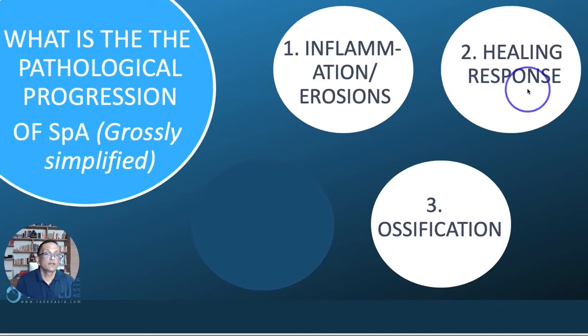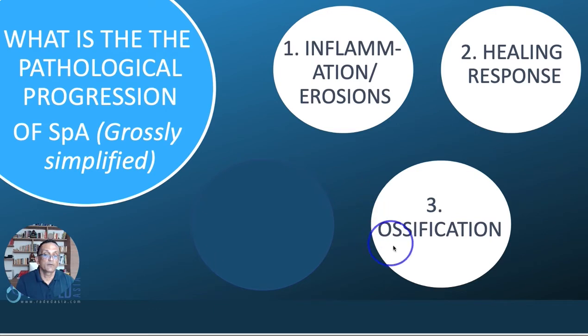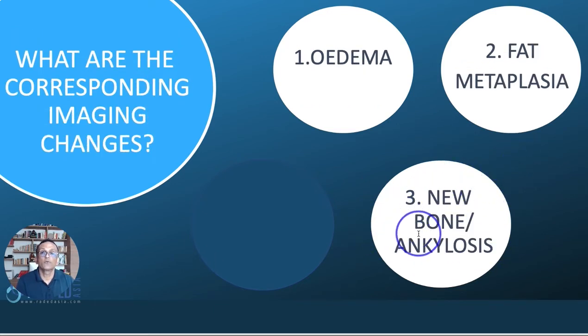When you have a healing response, so the inflammation reduces and starts this healing response, that often shows up as fat metaplasia, increased amount of fat deposition in that area of inflammation. And in the later stage when you have ossification, what we'll be looking for is new bone formation or ankylosis on imaging. So this is a rough guide to how the imaging corresponds with the pathological changes that occur.